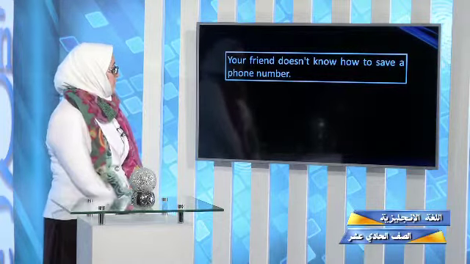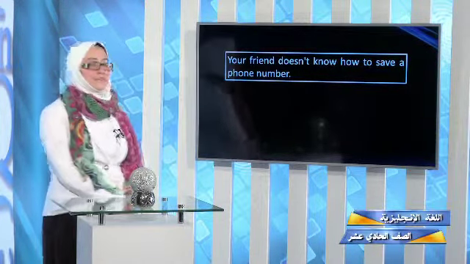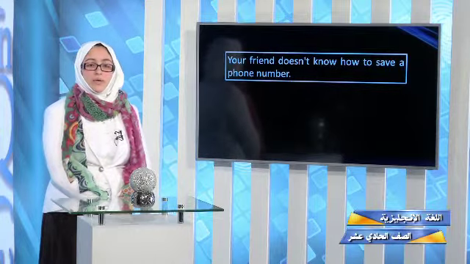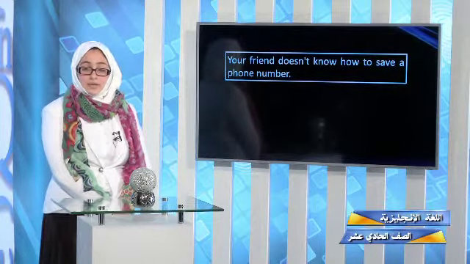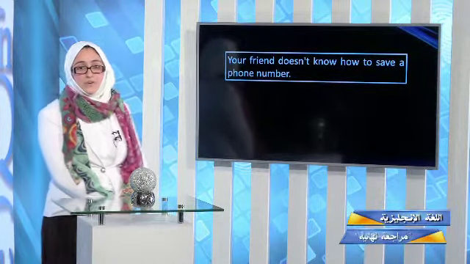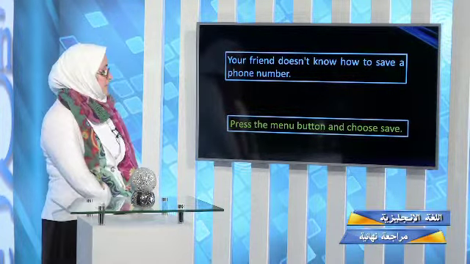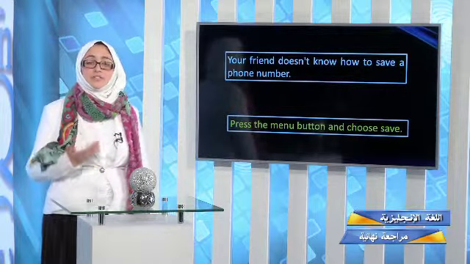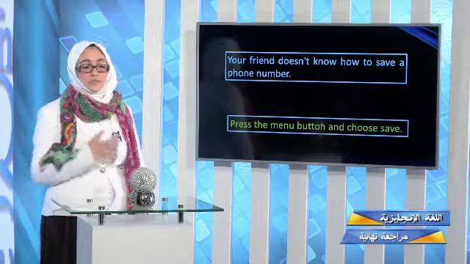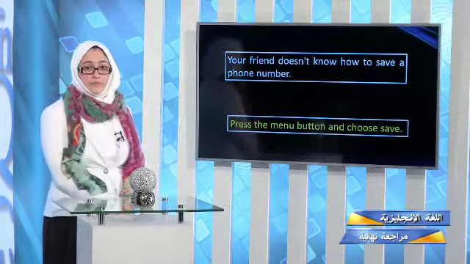Next question, your friend doesn't know how to save a phone number. So they might be asking you for help in how to do this. A very reasonable answer would be, press the menu button and choose save. So you are giving instructions on how to save a phone number.